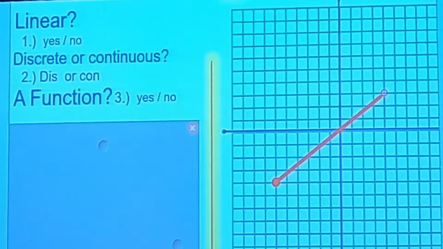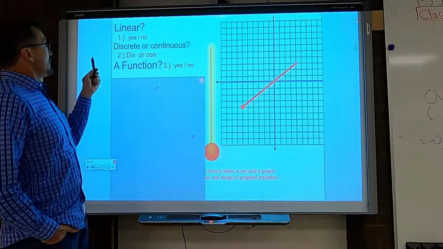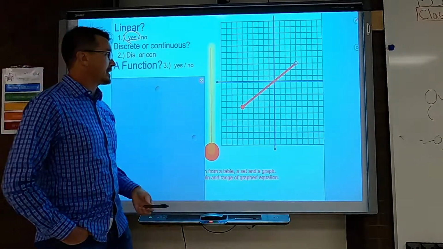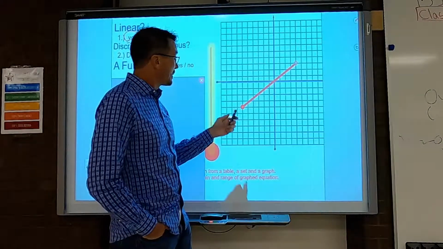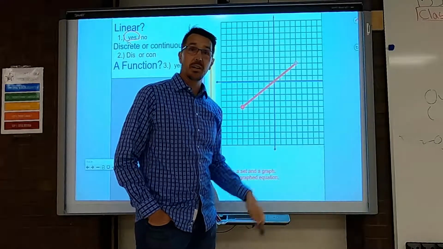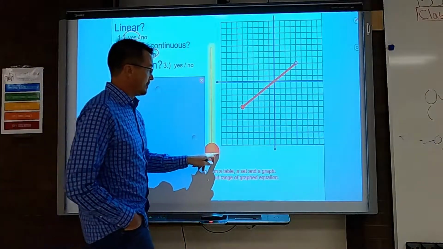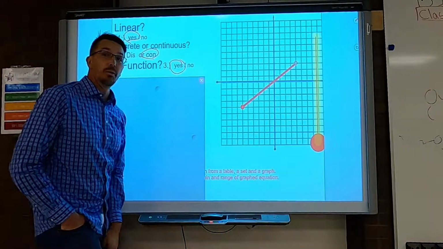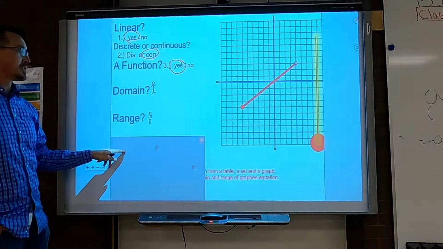Pause, try to answer it, and now I'm just going to go through it. These should go pretty fast. Is this linear? Yeah, I'd say that's linear. Yes. Discrete or continuous? Well, it's discrete if you're looking at the whole graph, but it's continuous from here to here. There's no breaks in it, so I'm going to say continuous. Is it a function? It passes the vertical line test. So yes, it is a function. That's pretty cool. Now, can you find the domain and the range?